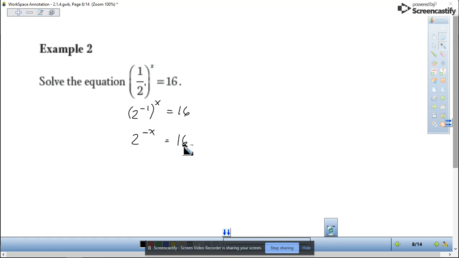Now, what can I do from there? Well, since I know my base is 2, I want to see if I can rewrite 16 as having a base of 2. Okay, well, let's see here. 16 with a base of 2. So that would be 2 to the first, which is 2, 2 squared, which is 4, 2 to the third, which is 8, 2 to the fourth, which is 16. So this is 2 to the fourth. So 2 to the negative x equals 2 to the fourth.